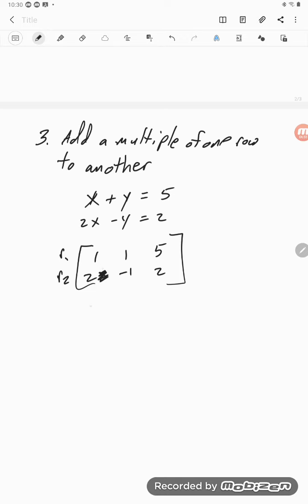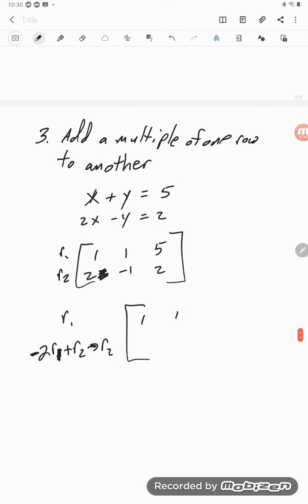And now suppose I leave row 1 the same, but I take negative 2 times row 1 plus row 2, and I put that into row 2.